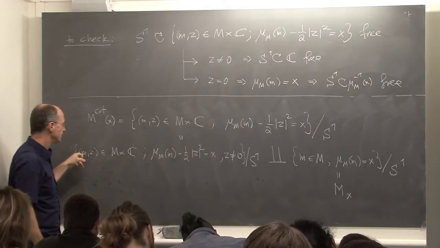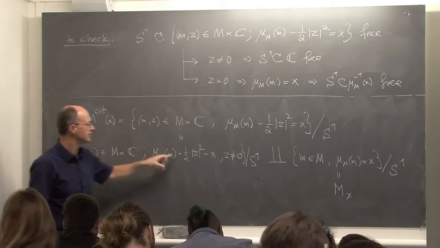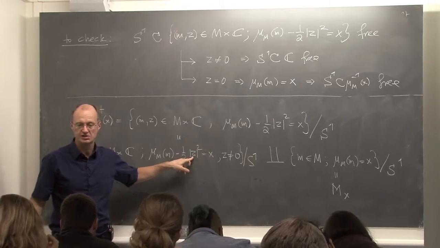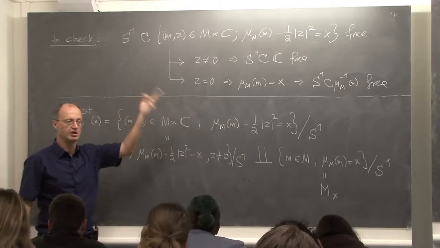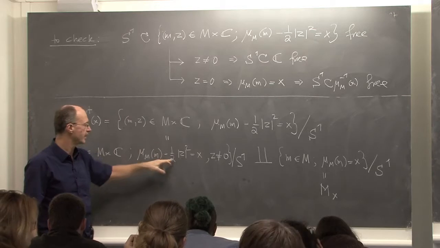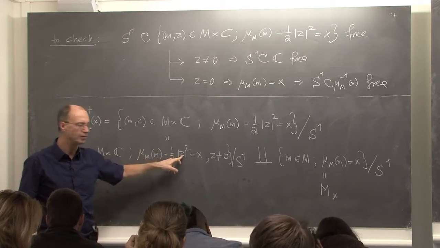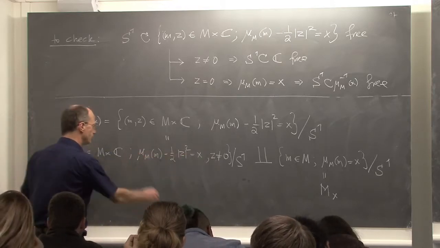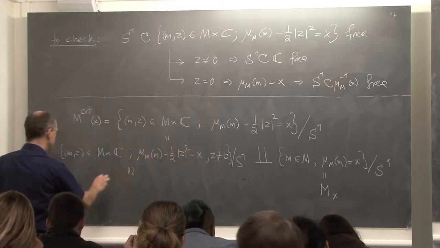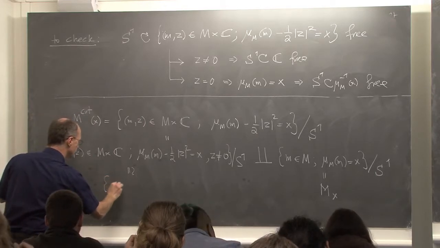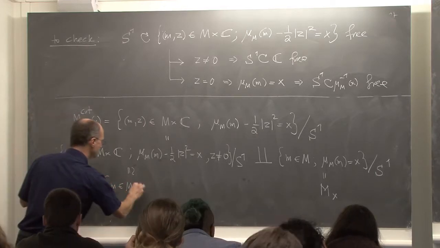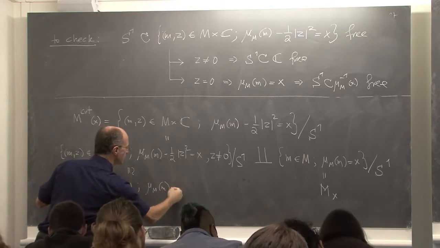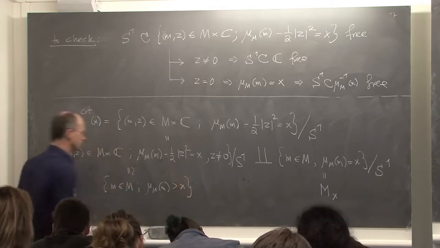Right, now we're saying that we can divide by the S1 action, right? And S1 acts freely on Z's. So this eliminates the phase of the complex number Z. But the absolute value of the complex number Z is completely decided by this equation. So claim: this is isomorphic to the part of M with mu M of M strictly bigger than X.